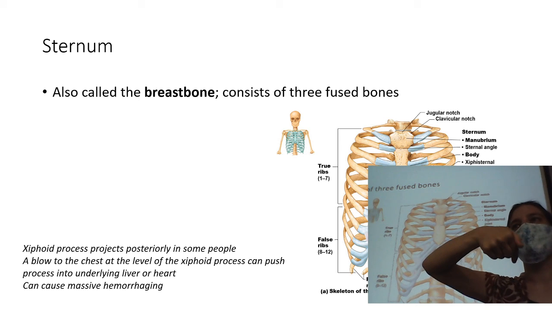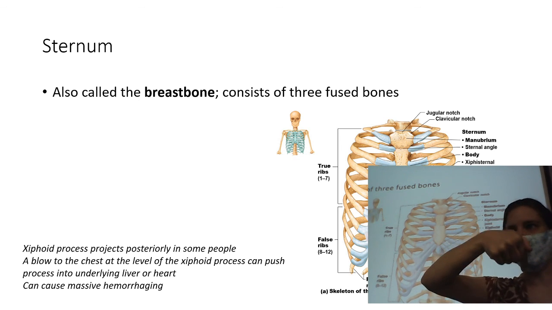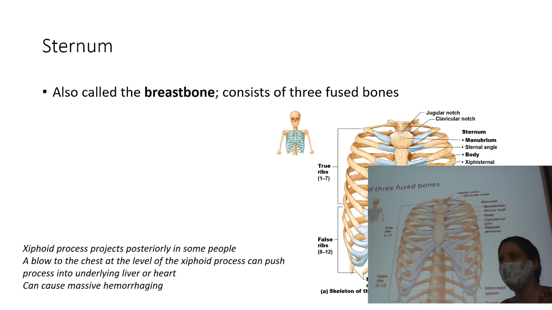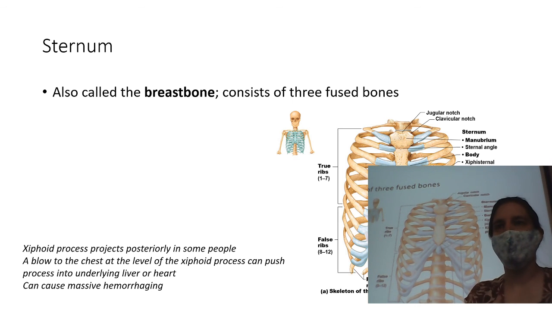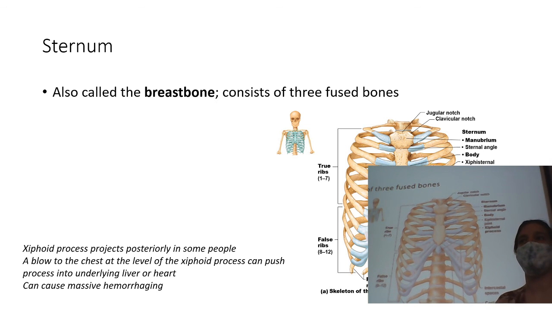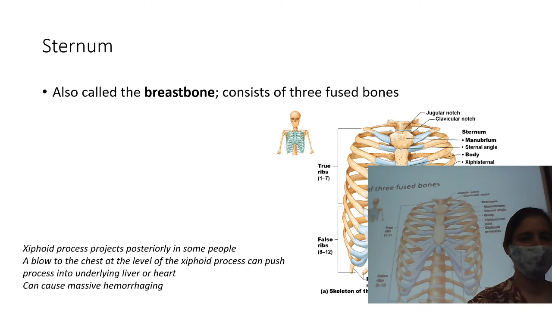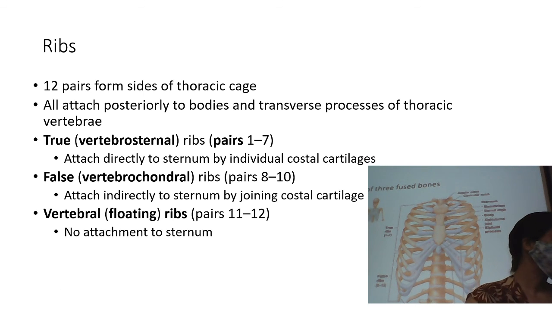For some people, the xiphoid process pushes posteriorly more than normal. And the reason, amongst others, not to get hit in the chest is that it can go back and poke underlying organs. So it can hit the heart, it can hit the liver, and it can cause some massive hemorrhaging. So don't throw bowling balls at people's chests. This is bad. So that's the sternum.